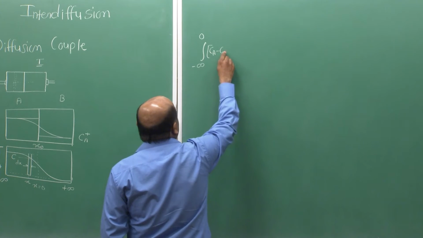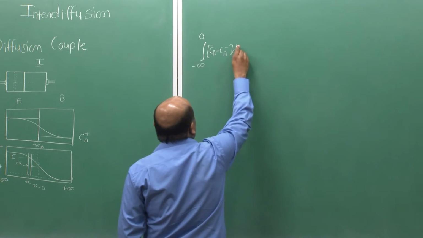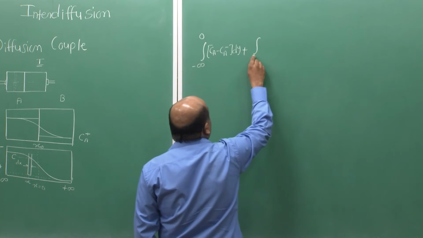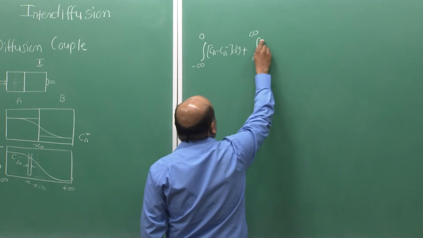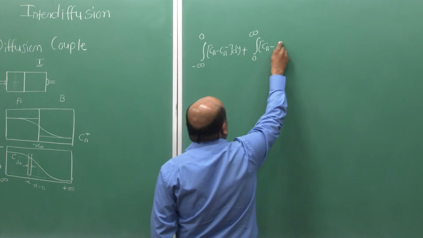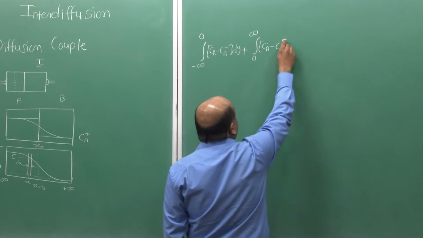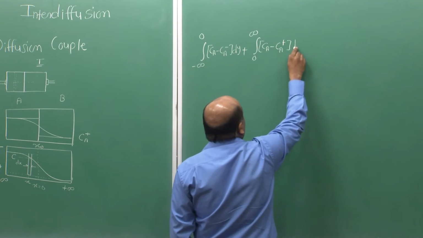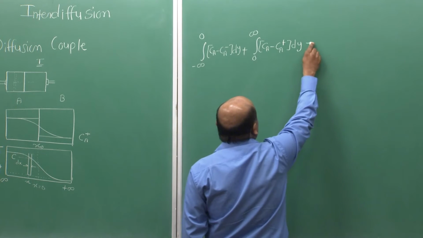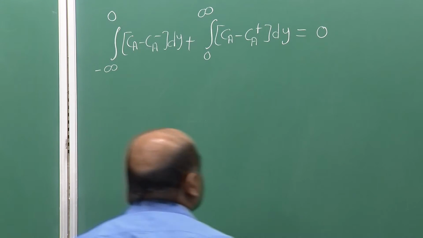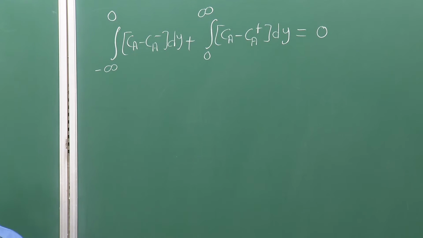of (C a minus C a minus) dy plus the integral from 0 to infinity of (C a minus C a plus) dy should be equal to 0. Now, to simplify this further, let us integrate by parts.